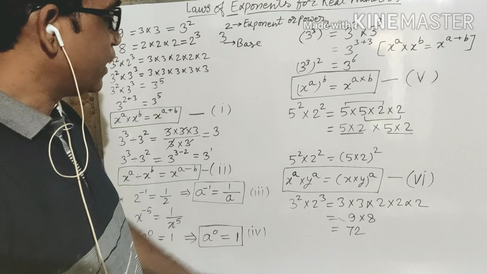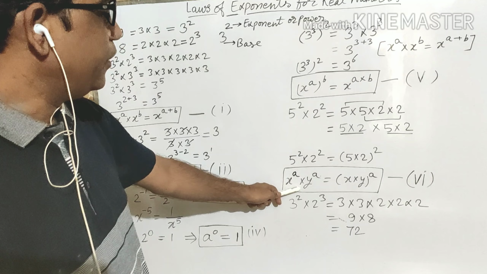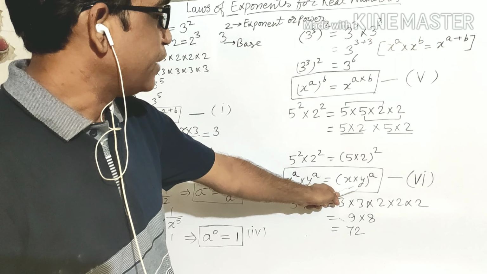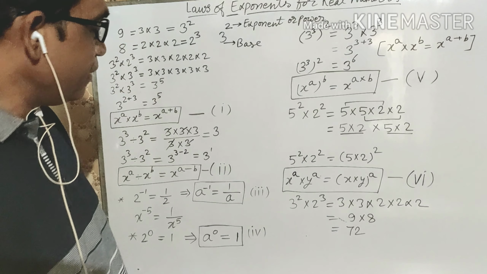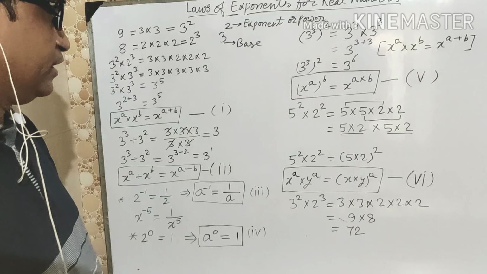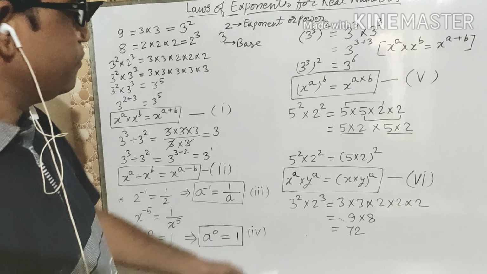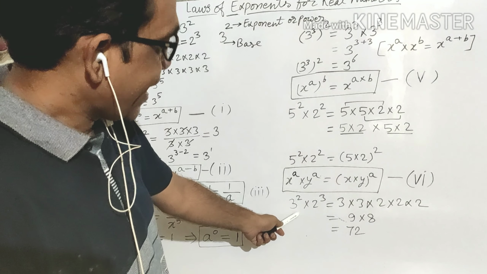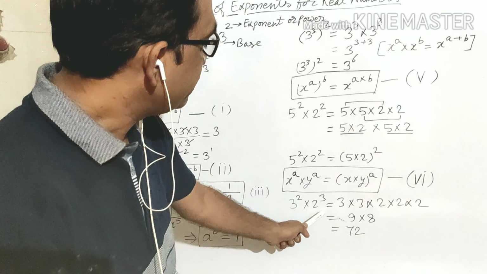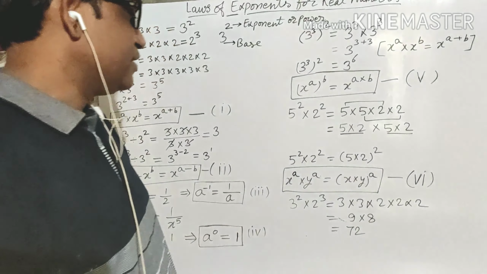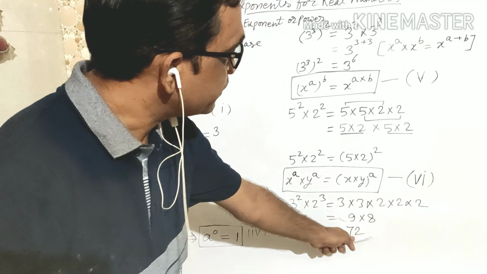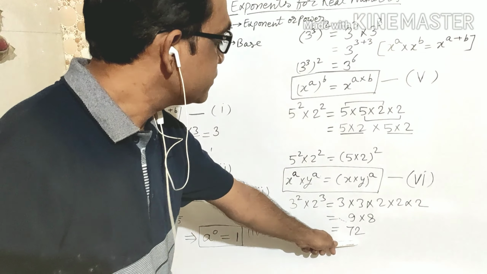So we can get a formula here: x to the power a into y to the power a is equal to x into y to the power a. If bases are different and exponents are also different, in such case we have to write in expanded form. So here 3 comes 2 times and 2 comes 3 times. Simply multiplying them, 3 3s are 9 and 2 into 2 into 2 is 8. So finally we get 72.